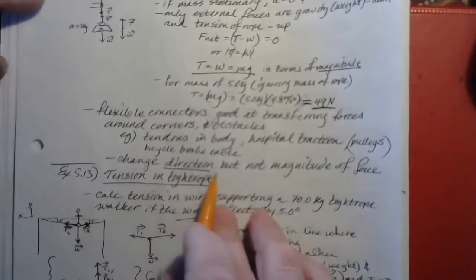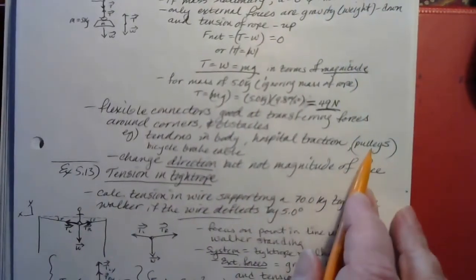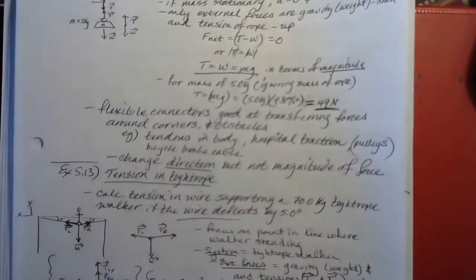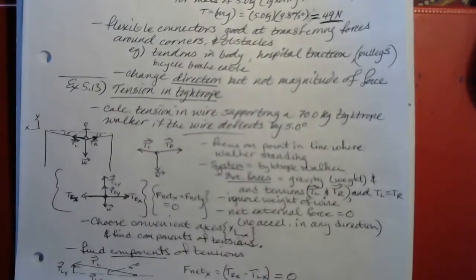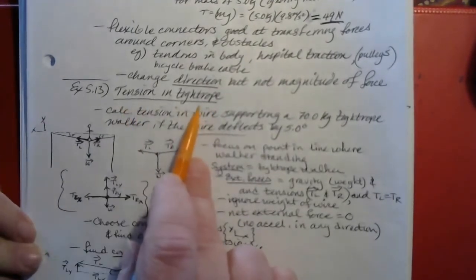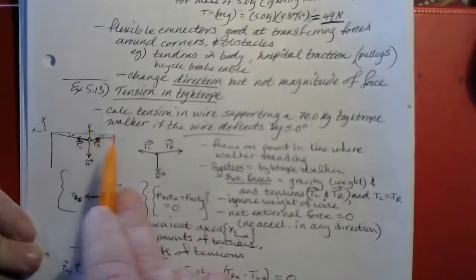But these flexible connectors can change the direction of the force, but not its magnitude. That's why I had pulleys in parentheses here, because that would apply to a pulley system if it's simple, like a single pulley. But if you're using several pulleys and you arrange it the right way, that can actually have the effect of magnifying a force. So that would not be a case like this. An example of tension in a wire or a rope would be tension in a tightrope. When some guy's walking across the tightrope, it's going to create tension in the cable or the rope.